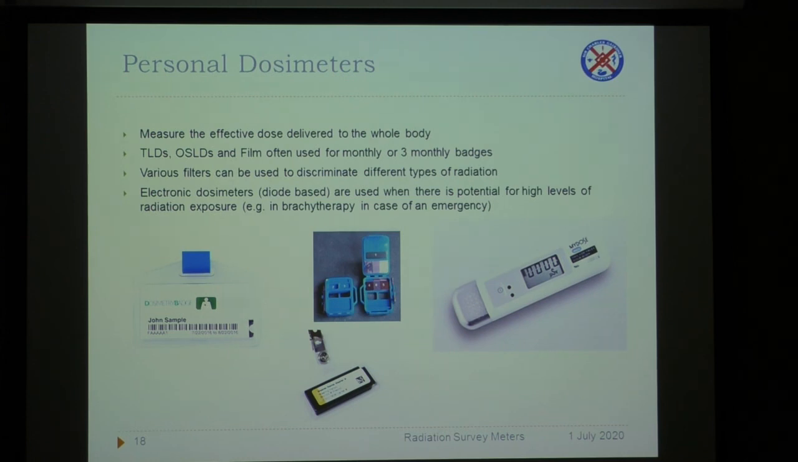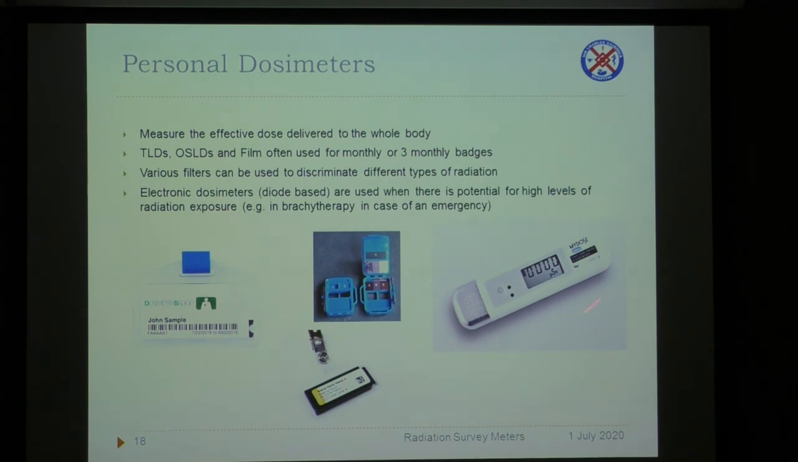And then personal dosimeters. They measure the effective dose of the whole body, or you can also get ring dosimeters that measure dose in the hands. TLDs, OSLDs, and film are often used for 3 monthly badges. So you have a 3 monthly badge, this is a TLD badge, and it gets replaced every 3 months, and they measure the dose. Various filters can be used to discriminate different types of radiation. This one, I believe, just has one measurement, but you can get badges that have 4 different points on the film badge, with various different filtration materials to remove alpha, beta, or neutrons.